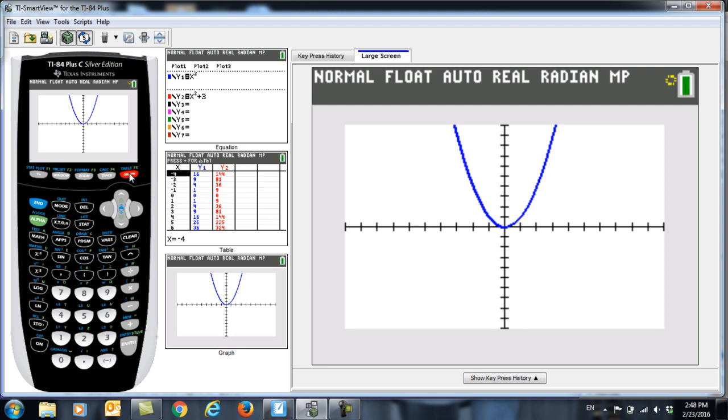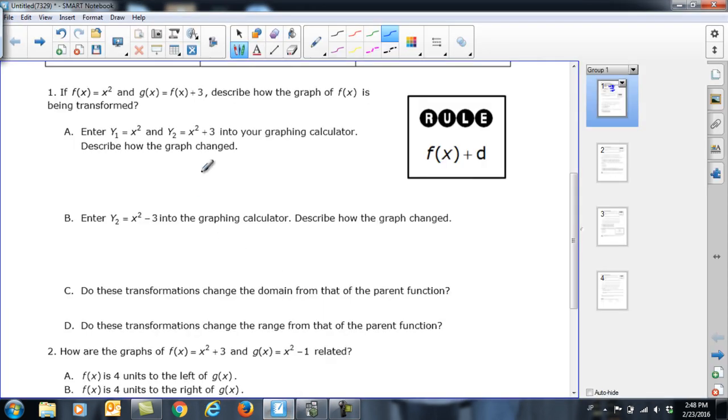So there's my parent function. The vertex is right here at 0, 0. It opens up, and it goes to the left and right, so I've got a domain of all real numbers. And then my new function, the red one, its vertex is at 0, 3. So what has happened is I've taken my parent function and moved it up 3. So when I add that plus 3, so I take the x squared and I do plus 3, then I take the graph and I translate it up that many units.